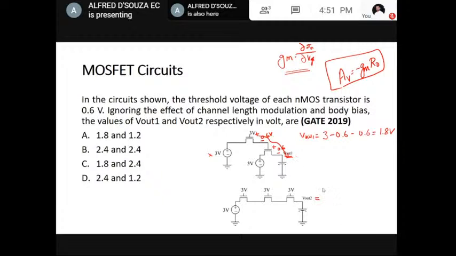Similarly, for V out 2, 3 minus 0.6 here, but this has no effect here. So 3 minus 0.6 is 2.4 volt. So the correct option is option C, 1.8 and 2.4 volt. This was asked in GATE 2019. Please prepare on MOSFET circuits as well. You will be able to score good marks.